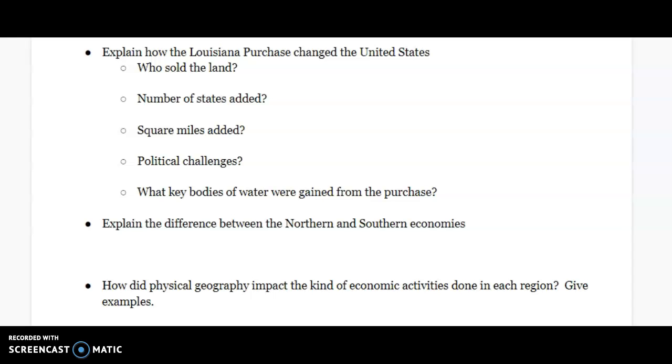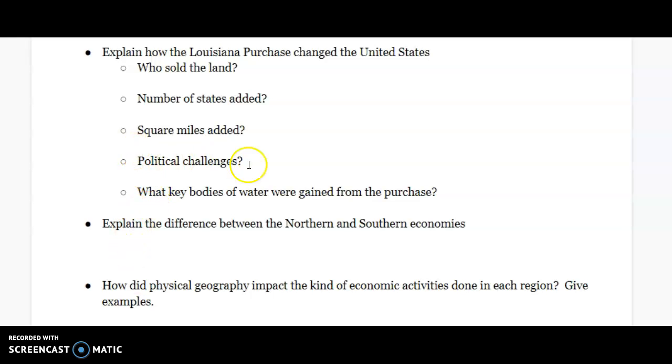In the end, the Louisiana Purchase will be divided into 14 states. And the total square miles is around 900,000. That's 900,000 square miles.